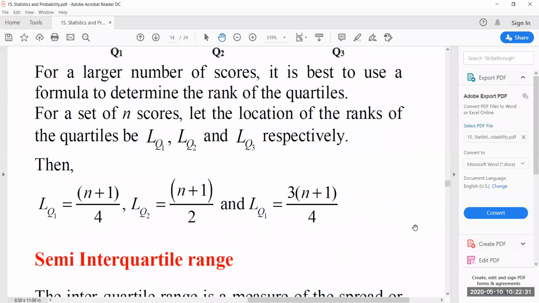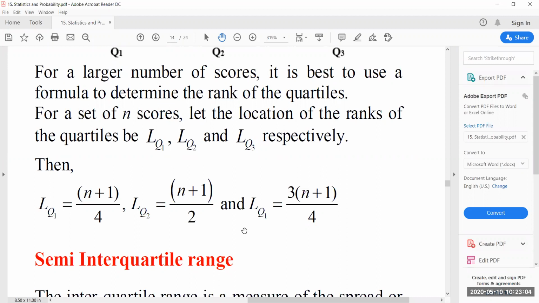So for Q1, it will be (n plus 1) over 4, whatever n is. So if n is 40, it will be 40 plus 1, which is 41, divided by 4. That will give you your Q1 value. If you want to find the median, it's (n plus 1) divided by 2. And if you want to find the third quartile, it will be 3 into (n plus 1) all over 4.